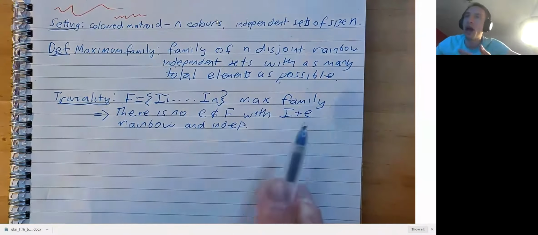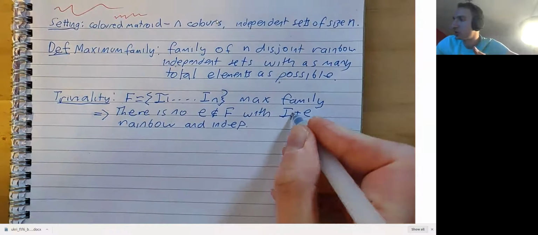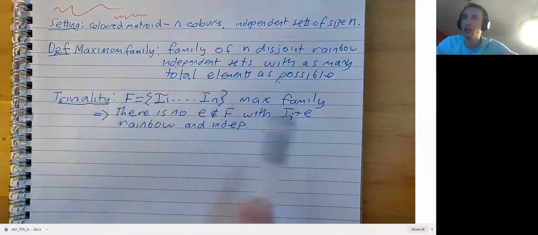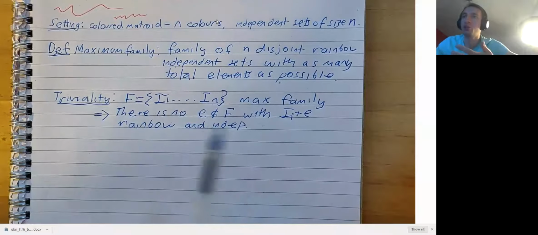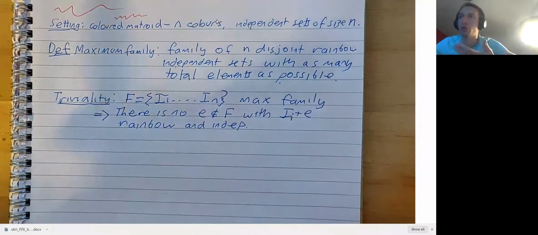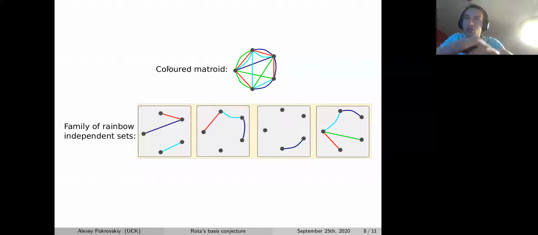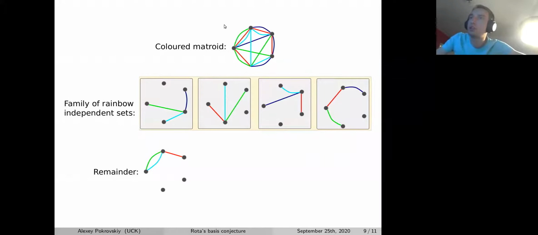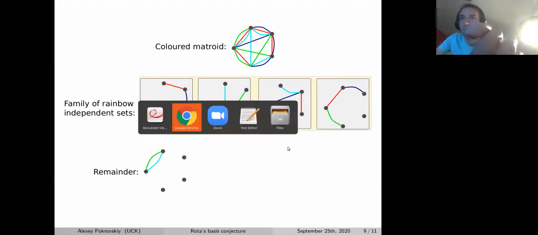Just because if you could add an element to one of these independent sets, then you could replace that independent set with it plus this element to get a bigger family of disjoint rainbow independent sets. Just to give you a picture of what this means. So here is a colored matroid. Here is a family of rainbow independent sets. If it doesn't cover everything, there'll be some remainder. So there'll be some elements which are outside of the family. And if you can move something from the remainder to one of the independent sets, then that shows you that it's not a maximum family. Okay.